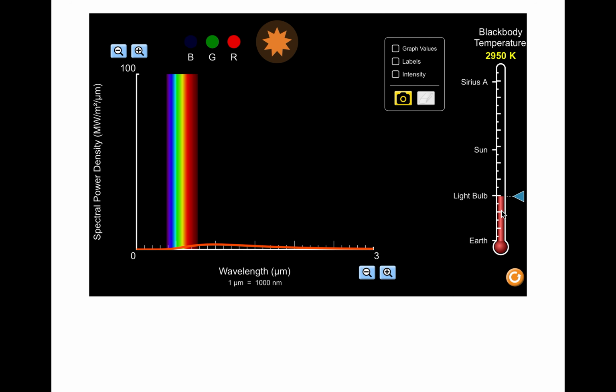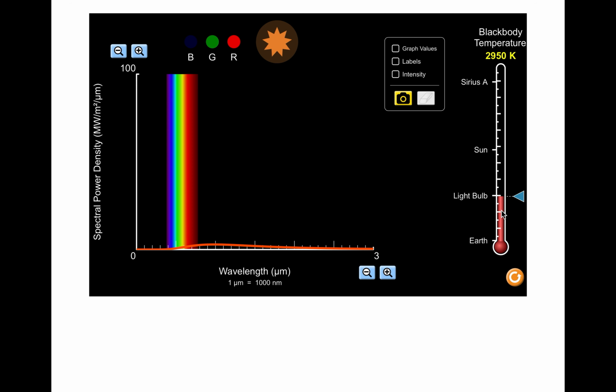That's why an incandescent light bulb is very inefficient. If you have a more efficient LED or some other form of light bulb, it's trying to get away from the fact that an incandescent light bulb wastes a lot of energy as heat.